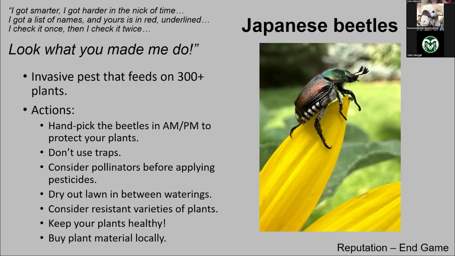Other things you can do is keep your plants as healthy as possible. A healthy plant will be able to withstand a lot more damage from the beetles. And buy plant material locally. I say this because Japanese beetles were in Palisade and they were able to eradicate them from Palisade a while ago. But just a couple of years ago, Japanese beetles were brought in, most likely through infested turf grass, and now Japanese beetles are in the Grand Junction area. So we want to prevent transporting pests as much as possible.